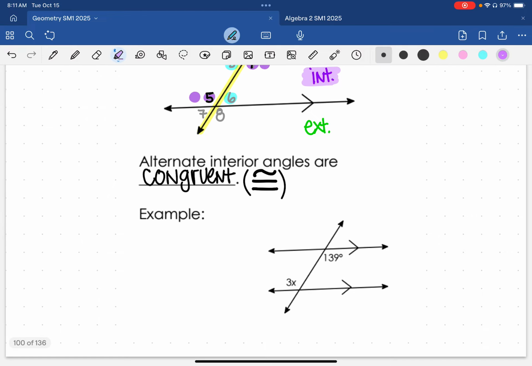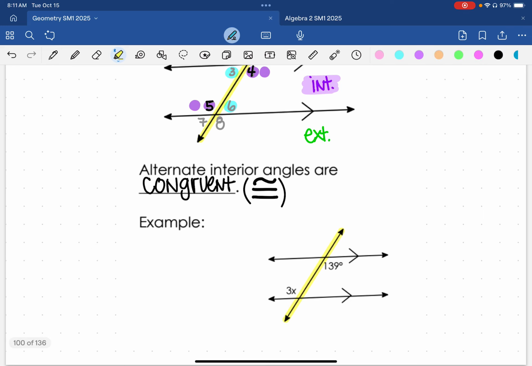All right, let's take a look at our example here. In our example, this would be my transversal. If I use the same colors as up above, these would be the purple ones. This would be the purple for angle 4, and this would be the purple for angle 5. Now I can set them equal to one another and solve. Nothing to eliminate this time, so we're simply going to go straight into dividing.